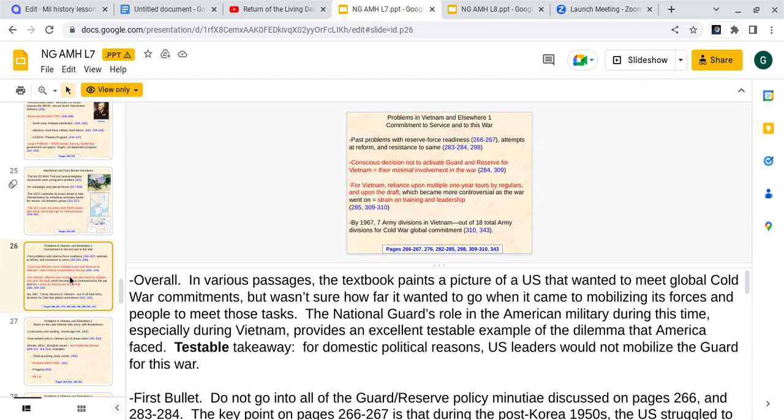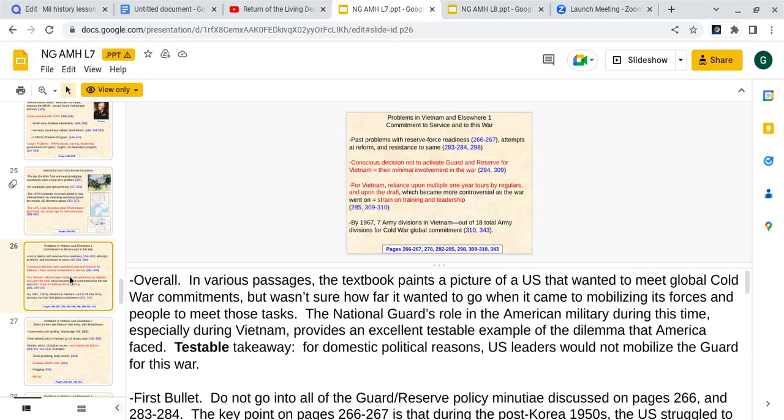Next, there was a conscious decision not to activate the Guard and reserve for Vietnam. A very small group of Guard soldiers, reserve soldiers, were activated in Vietnam, but the vast majority of them stayed home. This is because the president didn't want people asking questions about what was going on, why the Guard was being activated, were things going bad. He didn't want it to seem to the public like things were getting out of hand and he didn't have control over the situation. So he made a conscious decision not to activate the Guard and reserve for Vietnam.